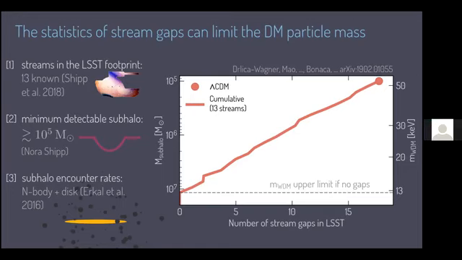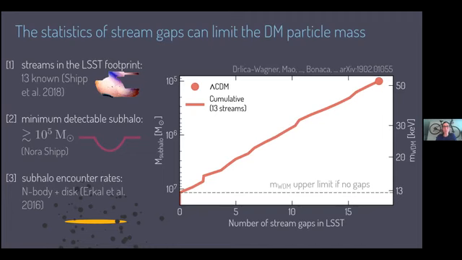Thanks. A question from Anirban Das, who asks, the change in the direct detection limits due to substructure should depend on the direction of the substructure. It could move the bounds to the right or to the left. Is that correct?